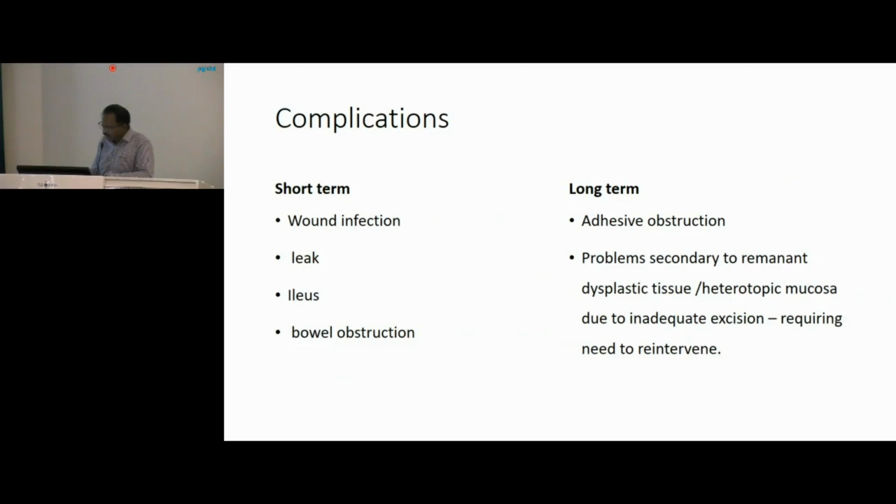Long-term complications include adhesive obstructions and problems secondary to remnant dysplastic tissue or heterotopic mucosa, or when HPE reveals any malignancy, or due to inadequate excision requiring us to re-intervene.